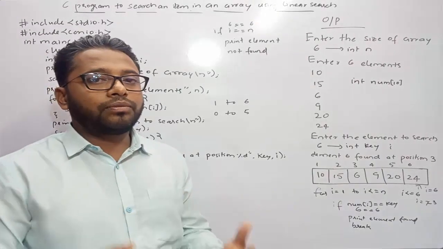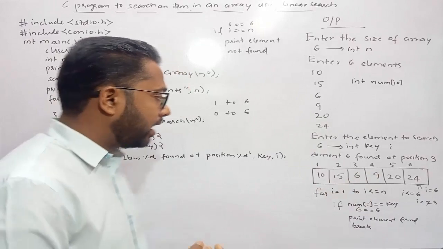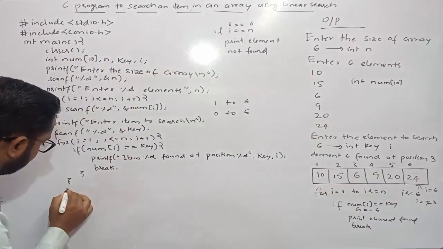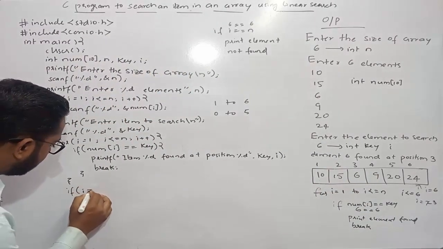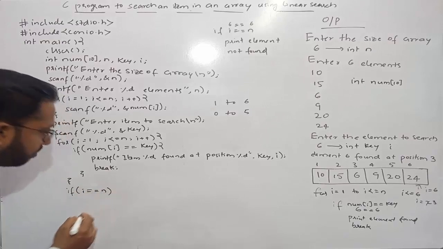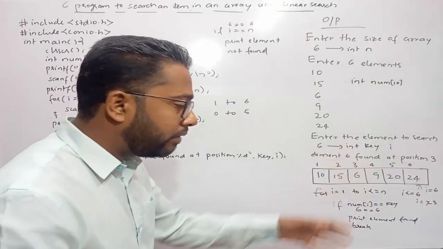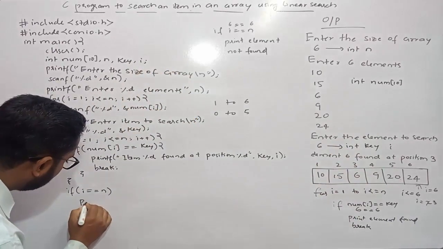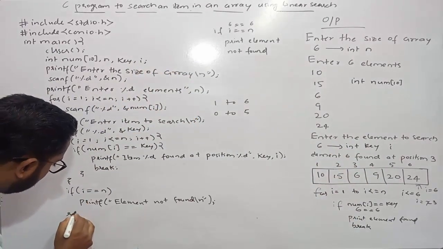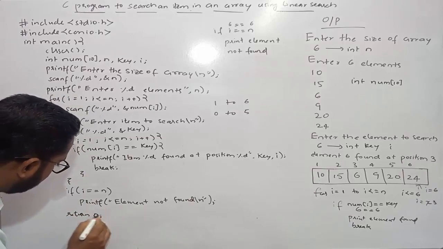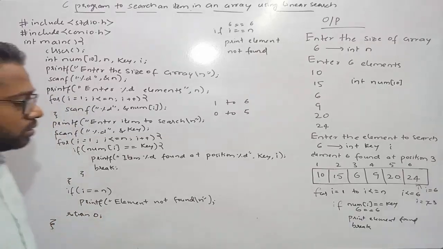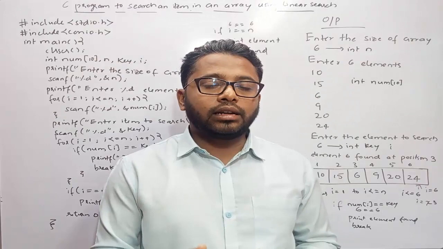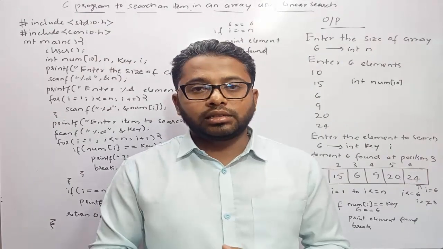Suppose we have not found the searching item in this entire array, so at the end here we will come and perform this condition: if i is equal to n, that means we have reached the end of the array and still we didn't find any item. So we will print the message and then return 0 and then close. Okay, so this is how we can write a C program to perform a linear search.